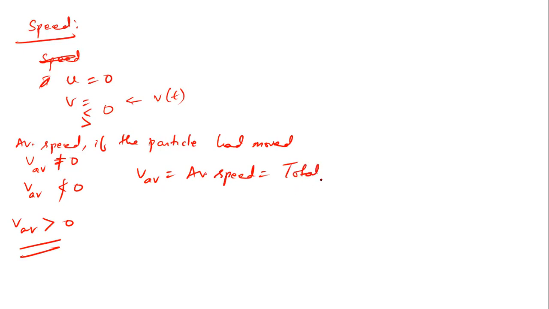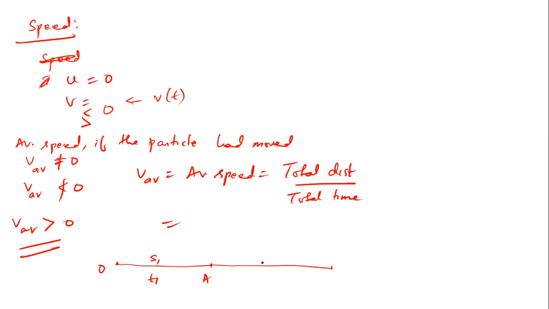total distance, now I am replacing displacement with distance, divided by total time taken. Now let us say I take a particle here, it starts from this point and goes over here. Let me say this is point O, this is point A, this distance is S1, this time is T1. It starts from here and reaches another point, point B. This is 2S1 and this is T by 2.